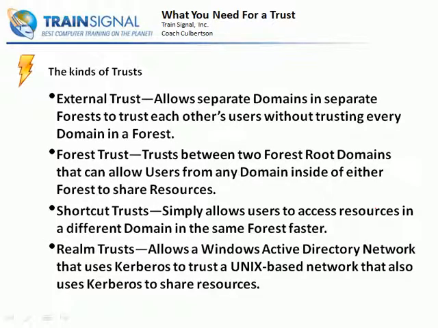Now, a realm trust allows basically a Windows Active Directory network to connect to a Unix-based network. The Unix-based network also needs to use an authentication method called Kerberos in order to share resources. Now, here's what I want you to remember. For the exam or even for the real world, anytime that you need to have a Windows network talk to a Unix-based network and have trust between the two, you need to think realm trust. That's what I want you to remember about that.